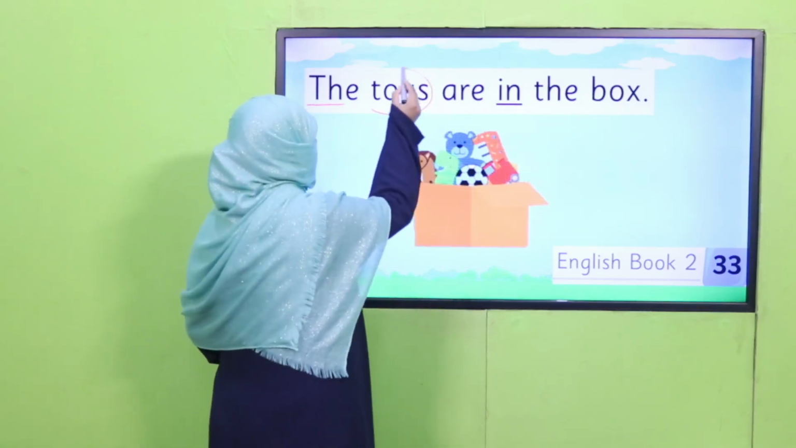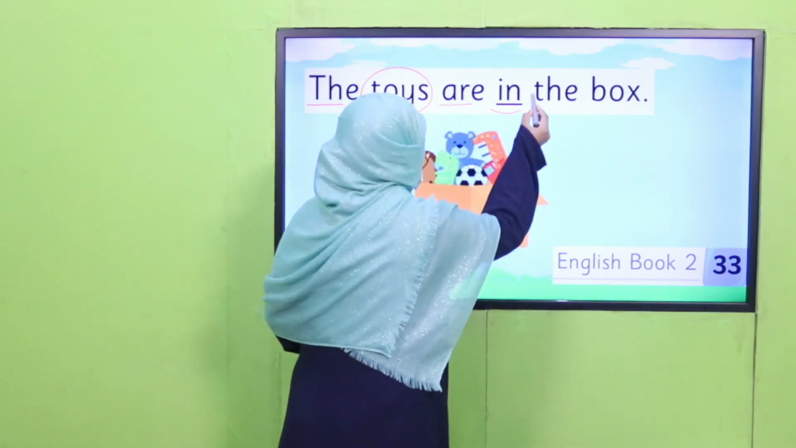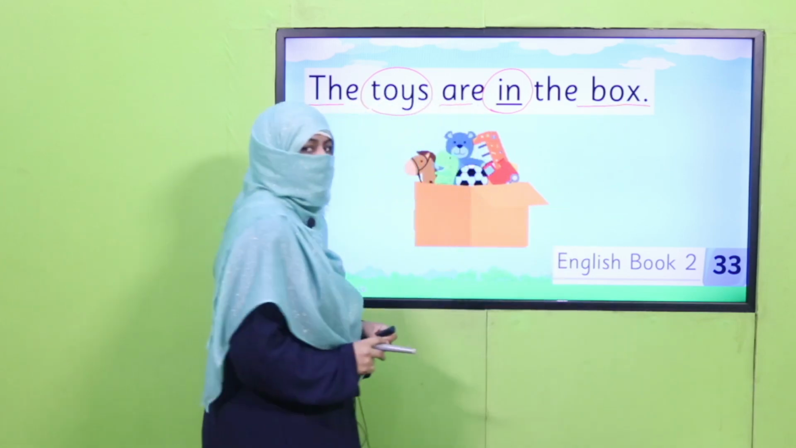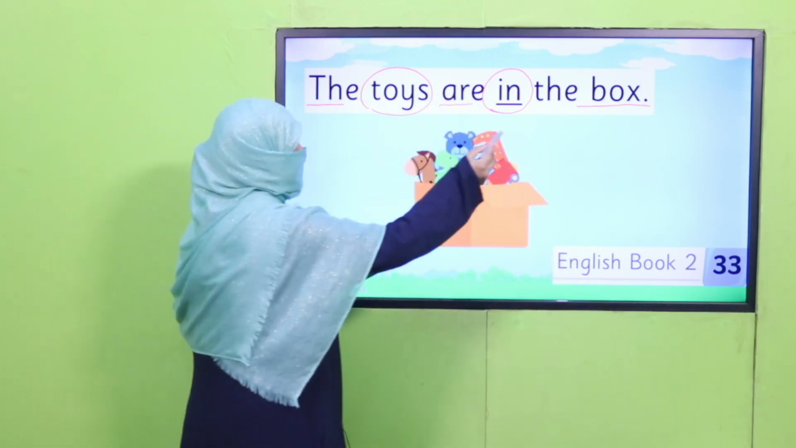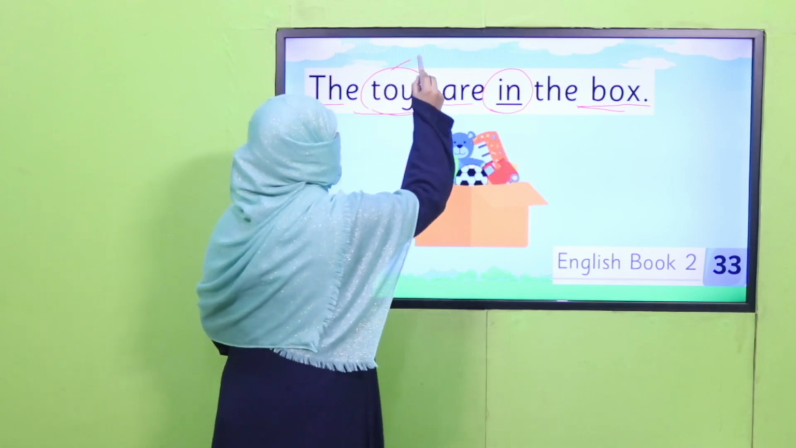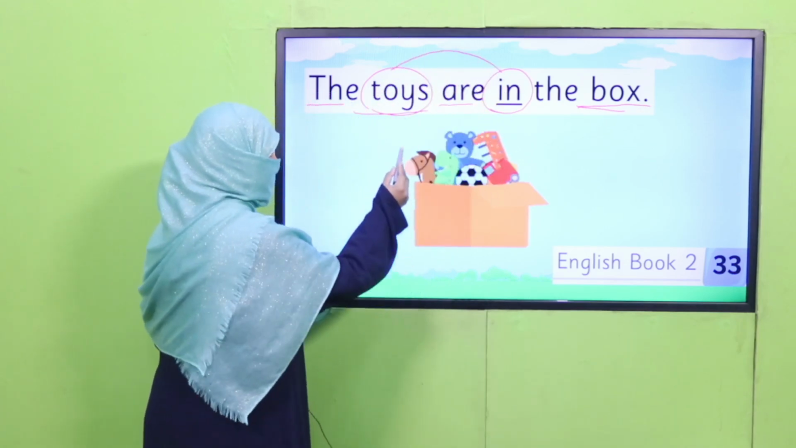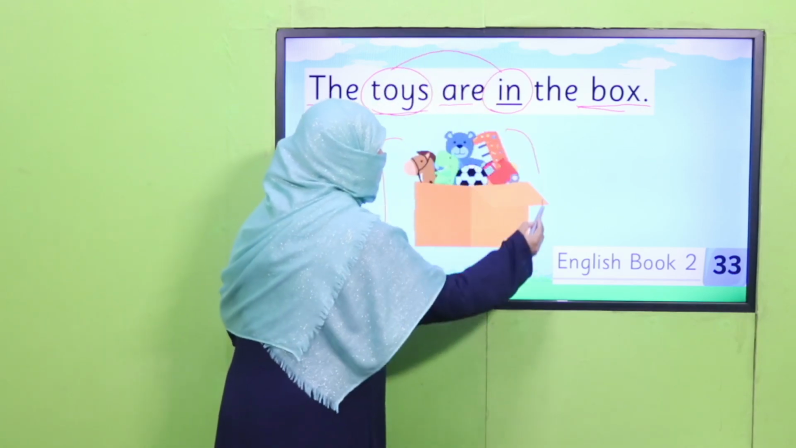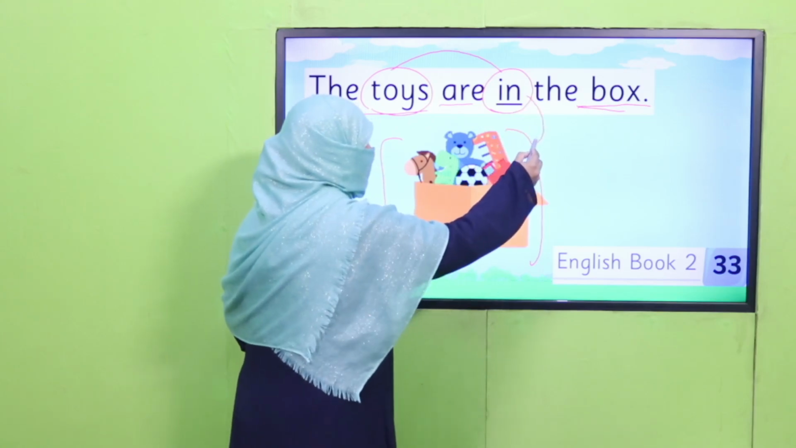The toys are in the box. So where are the toys? Box is a naming word for a thing, toys is a naming word for a thing, and toys are placed in the box. Here we can see, so this word "in" is telling.